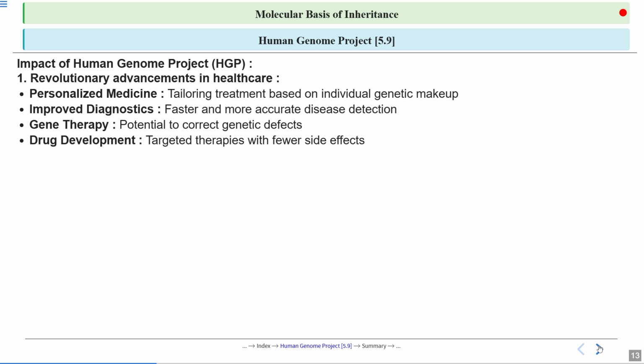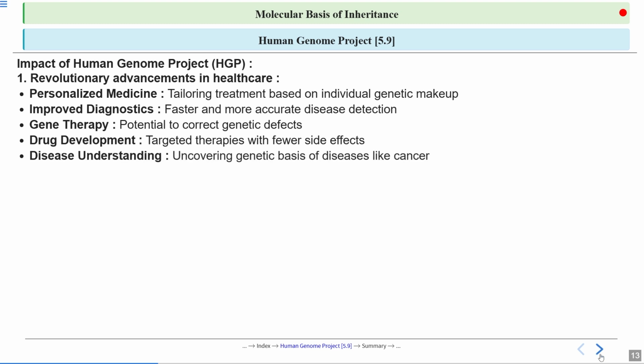Drug development: targeted therapy with fewer side effects. As I told, now we know the individual genetic makeup. So if we are able to know the genetic makeup of the individual, it will become very easy to make a targeted therapy for them, because we know that its genetic makeup is like this, so it is going to react to this medicine like this, or it is going to be more effective for this patient. So it will make targeted therapy with fewer side effects. This is drug development.